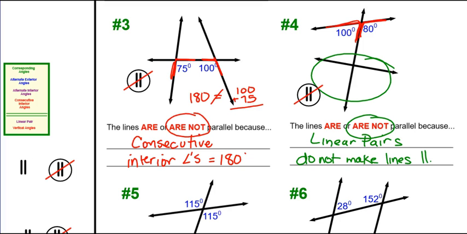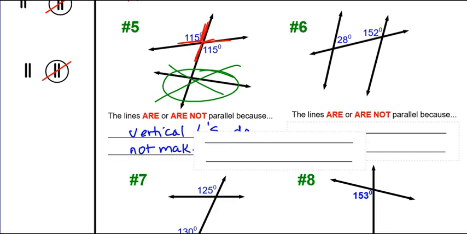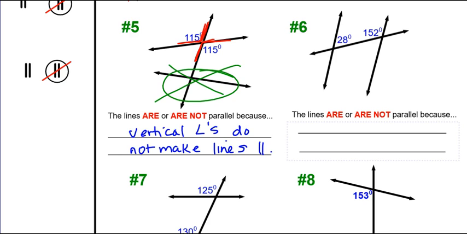All right, let's jump ahead to numbers 5 and 6. Question number 5, again, we trace our angles right here. And we trace the two angles. And again, we notice there is nothing on that bottom angle. So I'm thinking that these lines can't be parallel. In fact, I look more closely and I realize that we have vertical angles. And I know that vertical angles do not make lines parallel. So we say that they are not parallel because vertical angles do not make lines parallel.